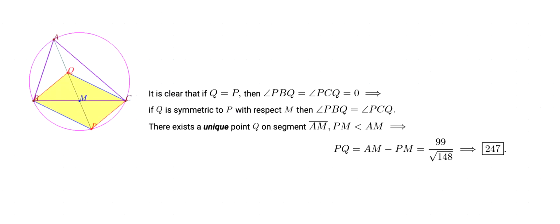Here's this small diagram again. It is clear that if Q is equal to P, then angles PBQ and PCQ are both zero. If Q is symmetric to P with respect to M, then angle PBQ is equal to angle PCQ. There exists a unique point Q on segment AM, since PM is less than AM. So then we find our answer. PQ is equal to AM minus PM, which is the following equation, and we get the answer 247.